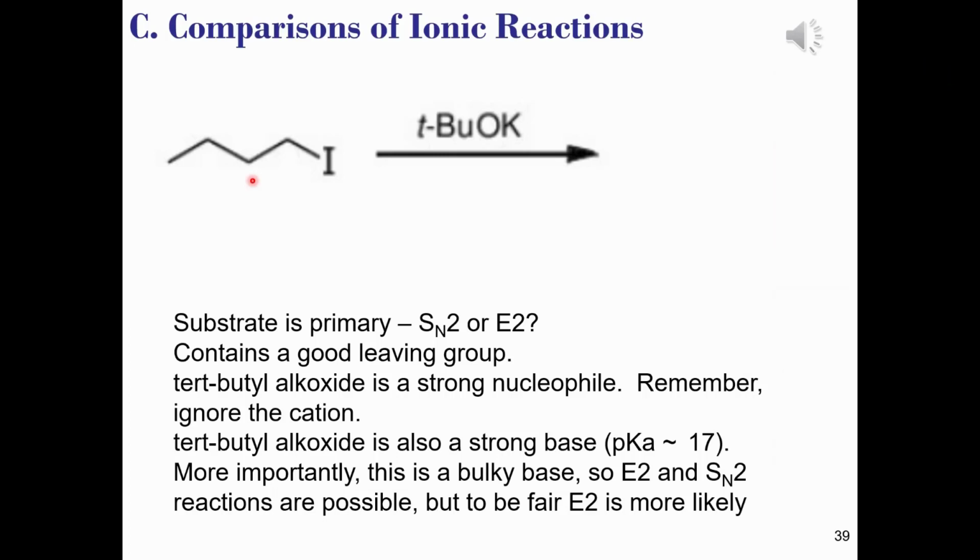To ensure a greater amount of E2 product, you would use a polar protic solvent, as this is going to minimize substitution, also increase the temperature. See if you can draw the elimination product that results from using this hindered base. Pause the video and resume when you have an answer.